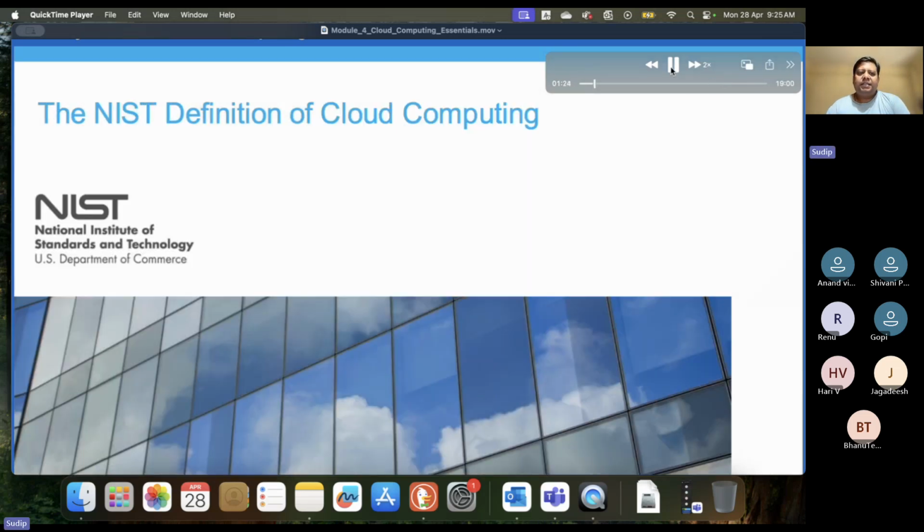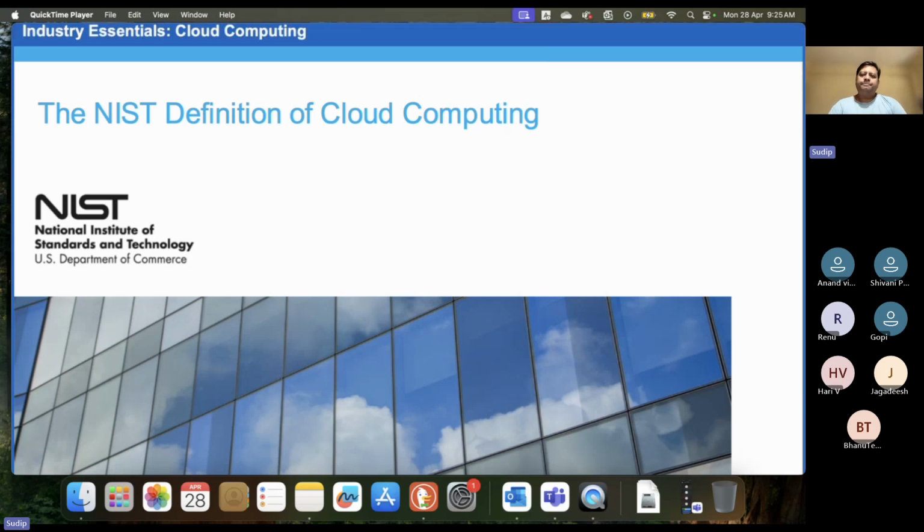So this is the NIST definition. What is NIST? As you can see here, National Institute of Standards and Technology. NIST is from the US Department of Commerce, a subdivision there, and it is for the IT world. IEEE is for the telecom world. There is another organization called SNIA, for the storage and networking world.